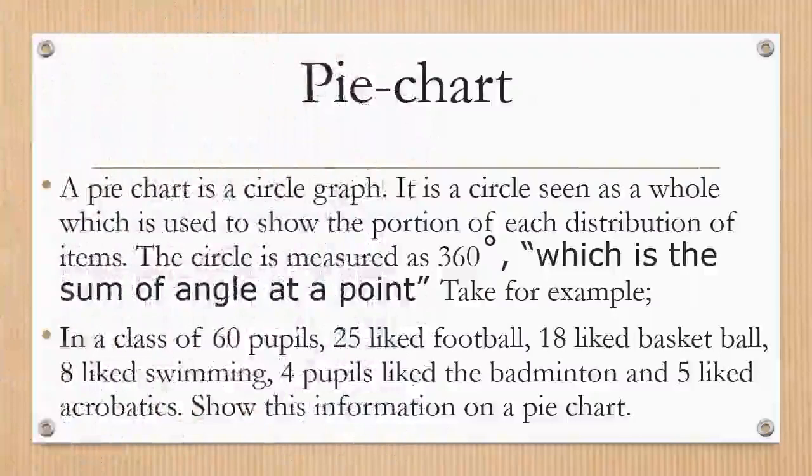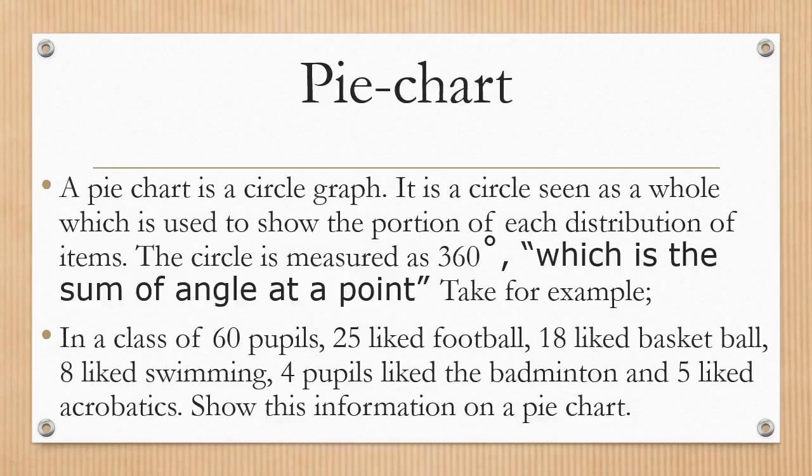Let's know what a pie chart really means. A pie chart is a circle graph. It is a circle seen as a whole, which is used to show the portion of each distribution of items. The circle is measured at 360 degrees, which is the sum of angles at a point.